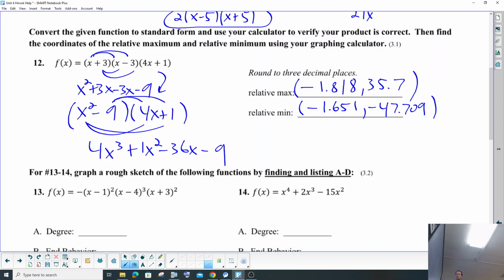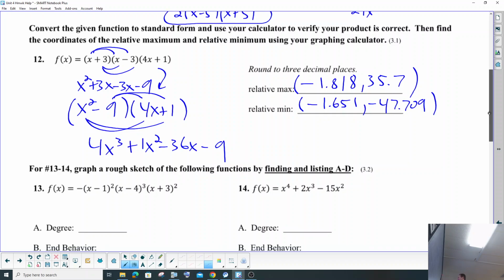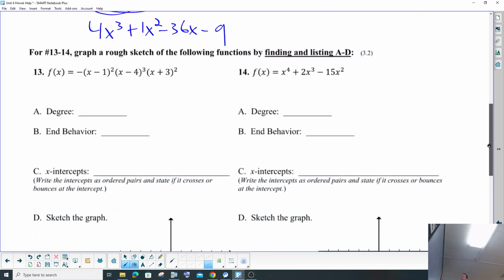Nice. So that's how we do that problem. Cool. Graphing a rough sketch. Let's see where we're at there. 7 minutes. Let's pause. All right, here we go.